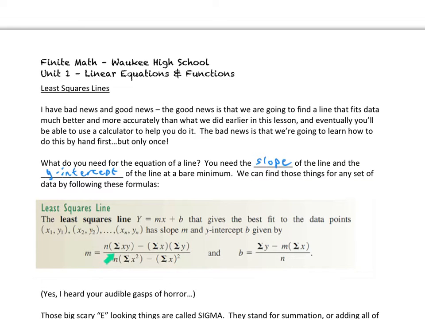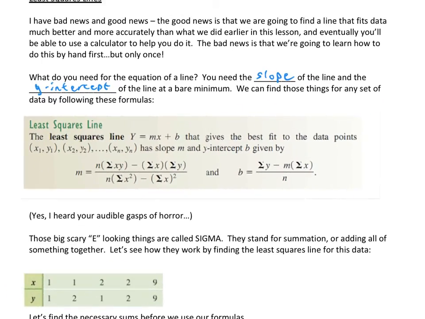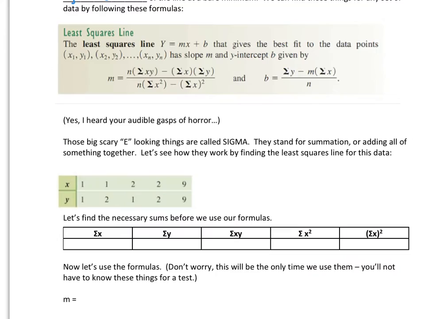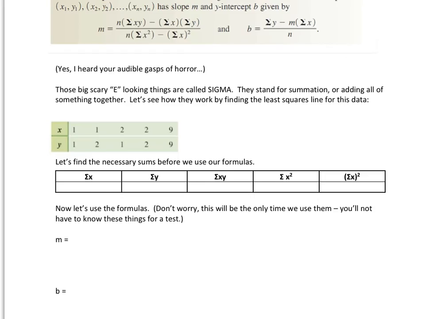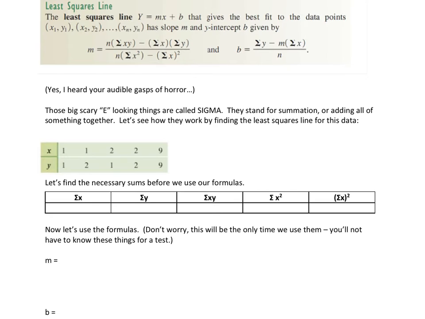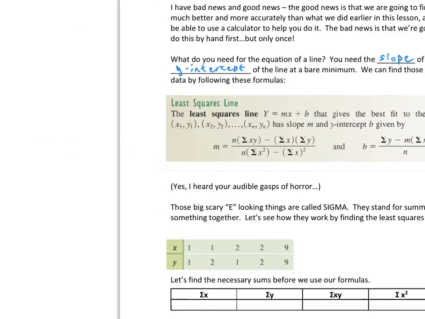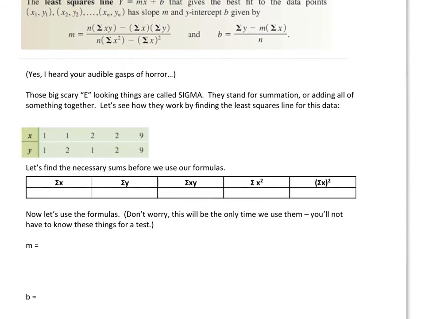Okay, now these big E-looking things, they're a sigma, which is for summation. Please pardon me as my dog is walking around in the background here. Okay, so I've heard your gasps of horror here on this and can't say that I blame you. So as I get this page moved up here to show you a quick example, I'm probably going to skip over most of this because, truth be told, we really don't need to go through the whole idea of how the sausage is made here.